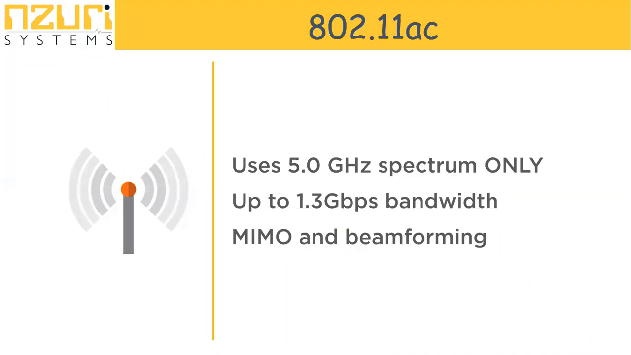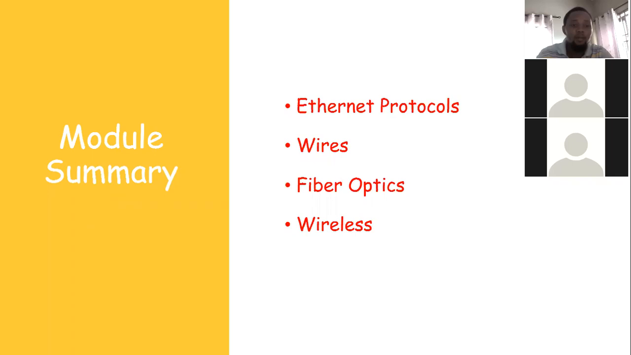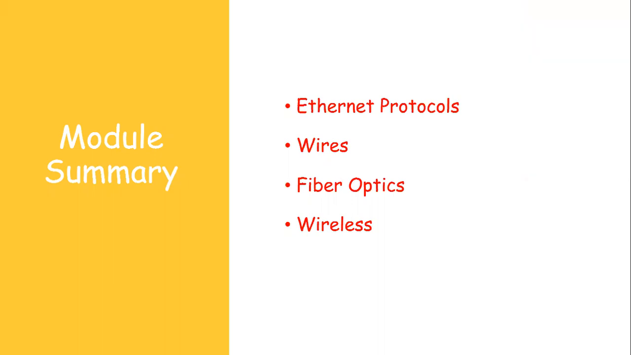So this will bring us to the end of this particular module, which is cables and connection types. In this module, we have reviewed some Ethernet protocols specifically that have to do with cabling. We've looked at different types of wires we have that are twisted pair, coaxial, and serial. We've also looked at wireless. So that's basically it.